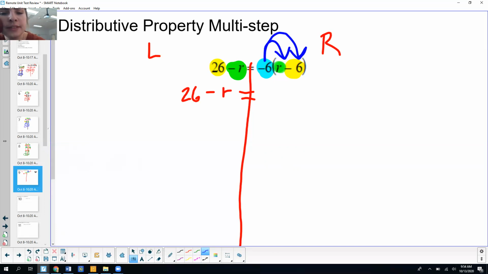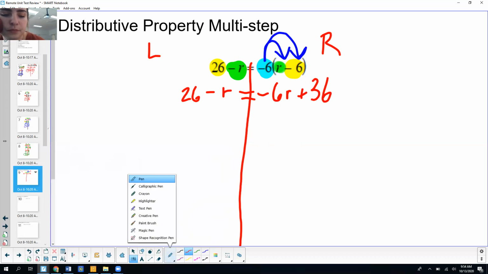So we're going to do negative 6 times r, which gives me negative 6r. Negative 6 times negative 6. And just to check yourself, since you've got negative numbers, negative 6 times negative 6, that's going to give us positive 36. All right. Now that we're here, I'm going to go ahead and highlight my constants again in yellow. I'm going to highlight my variables in green.